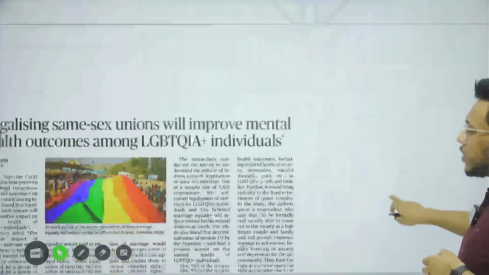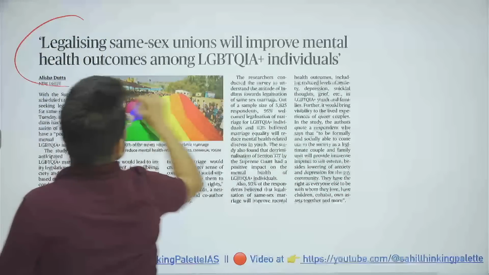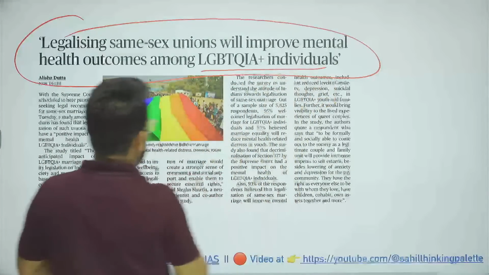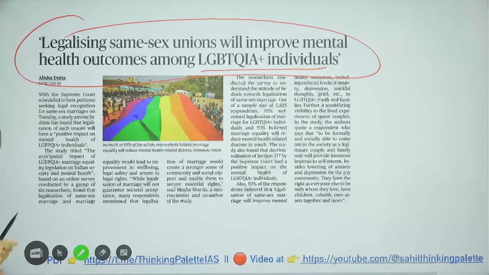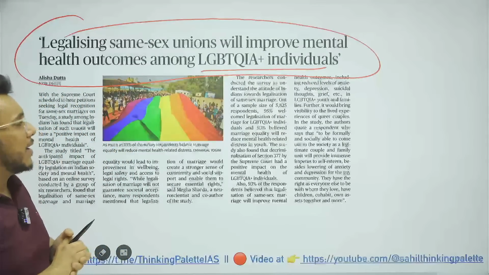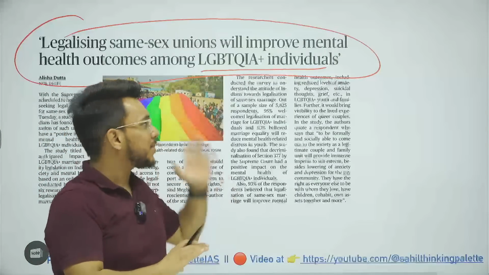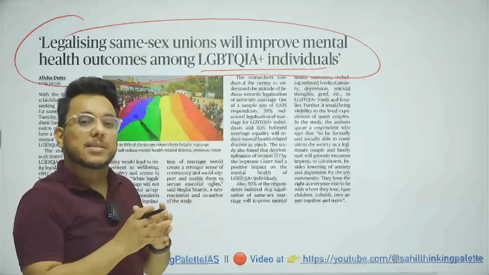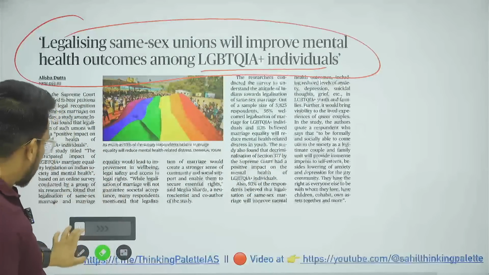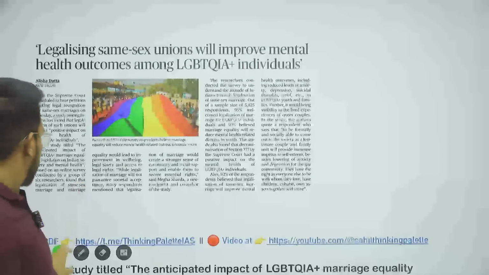And now moving to the next article. Legalizing same-sex unions will improve mental health outcomes amongst LGBTQIA plus individuals. Okay. L stands for lesbian, G stands for gay, B stands for bisexual, T stands for transgender, Q stands for queers who have questioning identity, I stands for intersex, A stands for asexuals, plus means many other possibilities that can be there. Okay. Now, understand this particular thing, guys, let me tell you some of the background and then we'll go into this particular article.